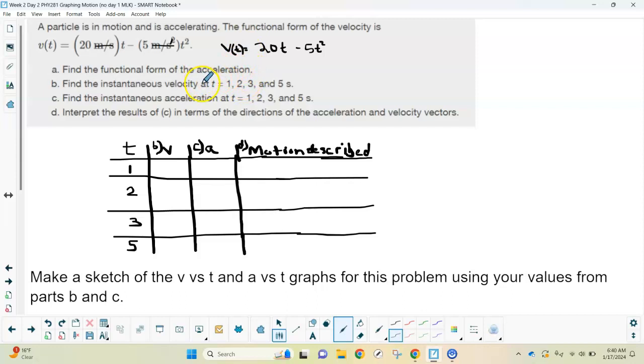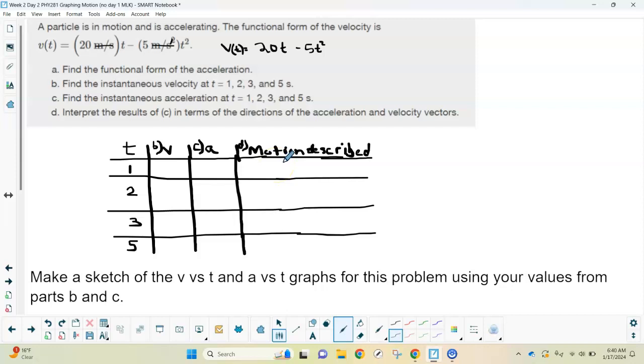So you're going to find the acceleration. So you're going to have to figure out to take a derivative. Then you're going to find the instantaneous velocity at these times. So you can actually do that now. Just plug in those values here. You're going to find the instantaneous acceleration at these times. So once you take the derivative, you're going to plug in 1, 2, 3, and 5 and evaluate it at those times. And then we're going to talk about what's happening to the motion with those concepts.